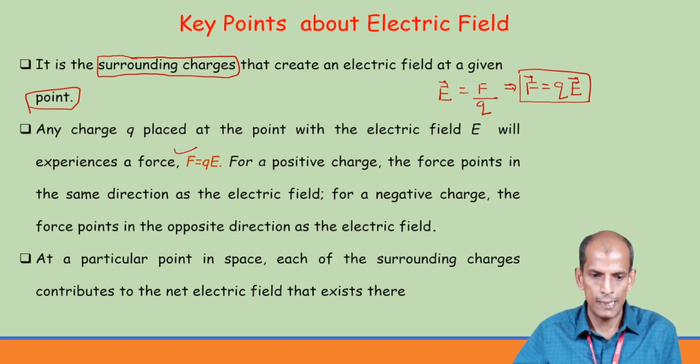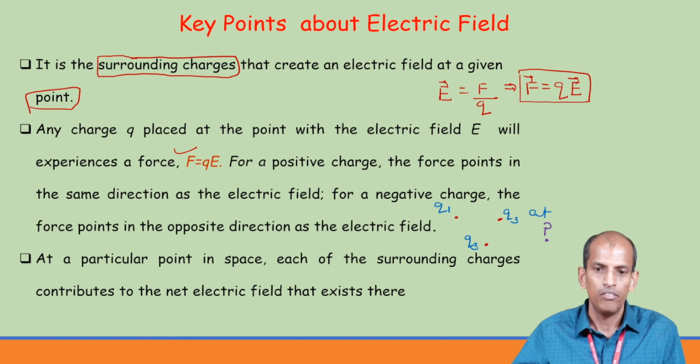Then another aspect is there. Suppose there are three charges present at three different locations. For example, one is here, another charge is here, and another charge is here, with the help of some coordinates. Let us call these Q1, Q2, Q3. Suppose I want to compute the field due to Q1, Q2, Q3 at a particular point P with some coordinates. The total field at this point P will be the net sum of the fields due to Q1, Q2 and Q3.